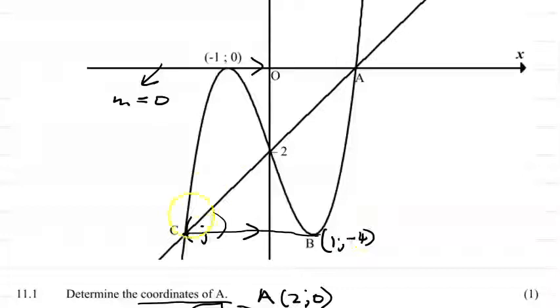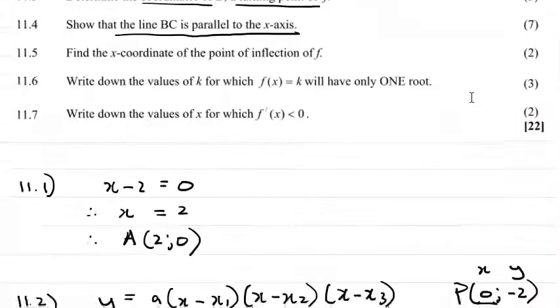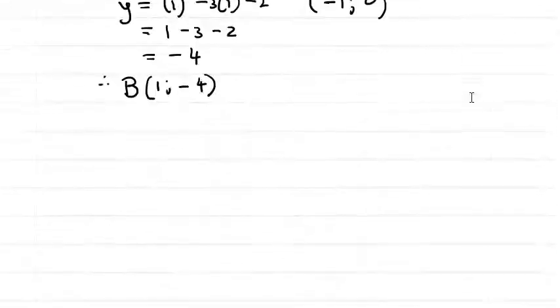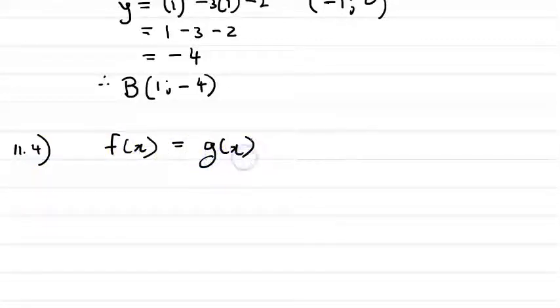But how can we find it? As you can see here, the straight line goes through this cubic function at 3 points. So therefore, we're going to be finding intersection points here. So all we need to do is take the two functions f of x and equate it to g of x and solve for x. So in this particular question, 11.4, we're going to be equating both of these functions together. So we're going to say f of x equals g of x.